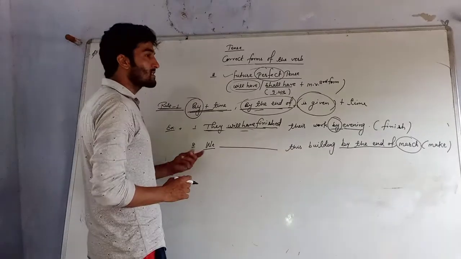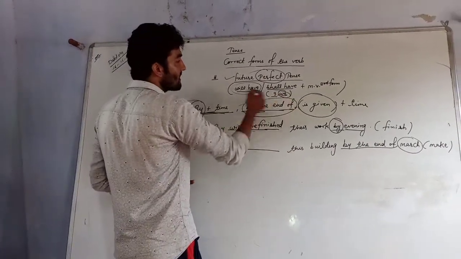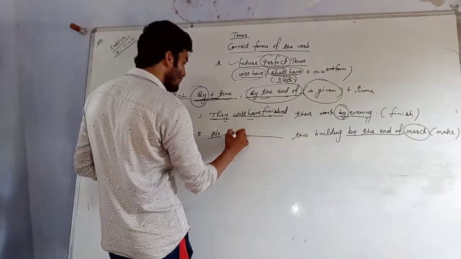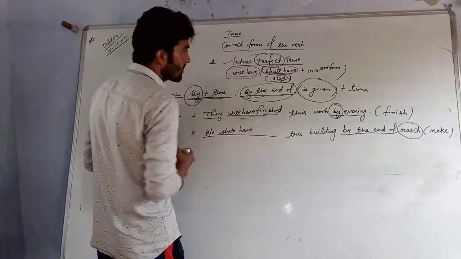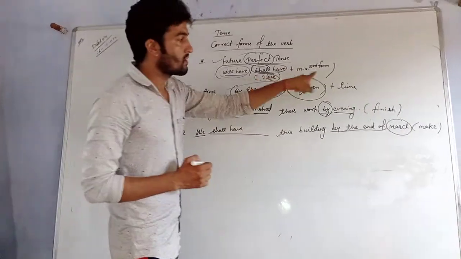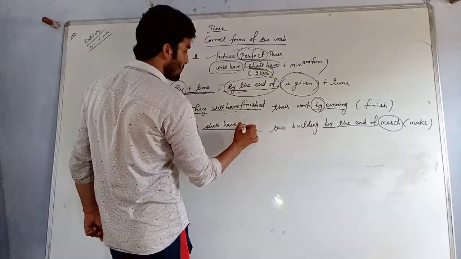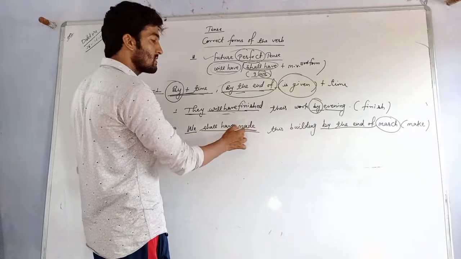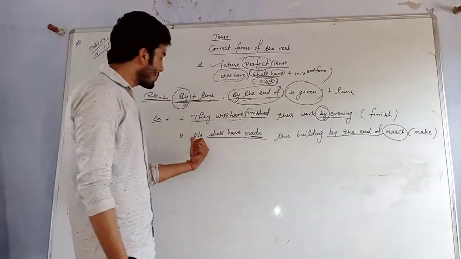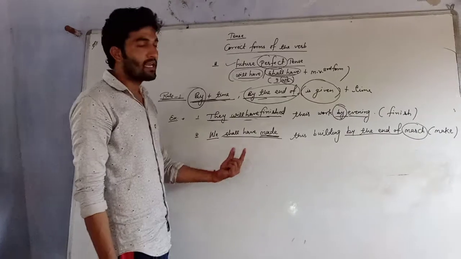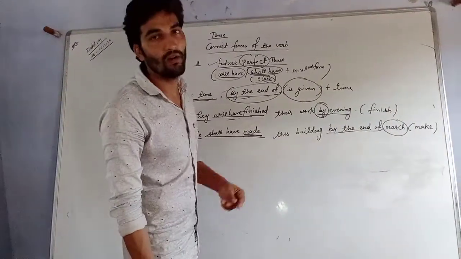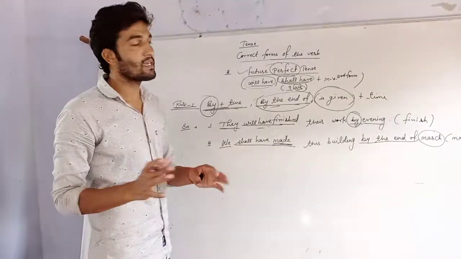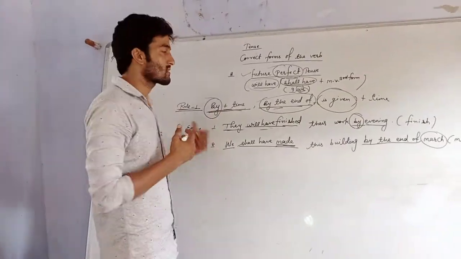According to the subject, the subject is we. With we the helping verb shall have is used. So shall have plus third form of verb. The verb is make, and the third form of make is made. This is the second form, and this is the third form also. So here it comes: we shall have made this building by the end of March. I hope you are getting it. Rule first is completed, and let's move on to rule second.